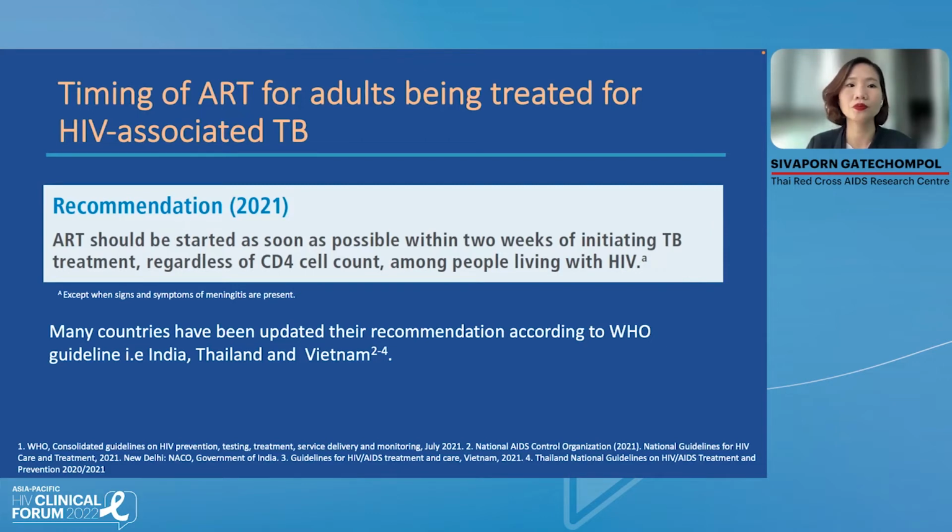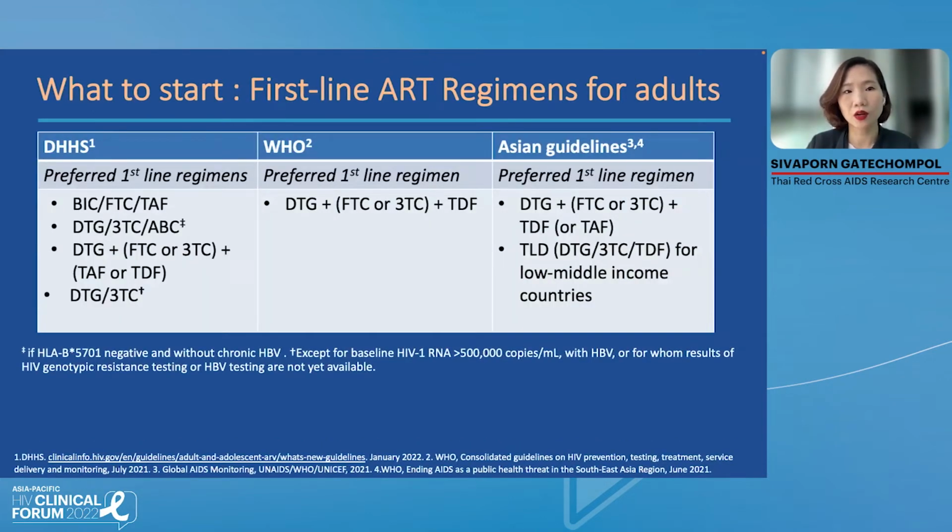and Vietnam. For what to start for first-line ART for adults, the US HHS guideline recommends BIC/FTC/TAF, DTG/FTC/abacavir, DTG plus FTC or 3TC plus TAF or TDF, or a 2-drug regimen, DTG and 3TC, in people living with HIV who have a baseline viral load less than 500 copies and without hepatitis B co-infection. But this excludes persons whose HIV resistance testing results are not yet available.